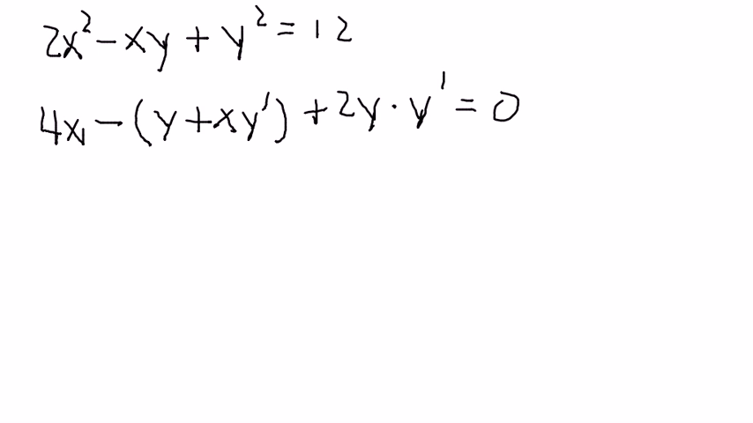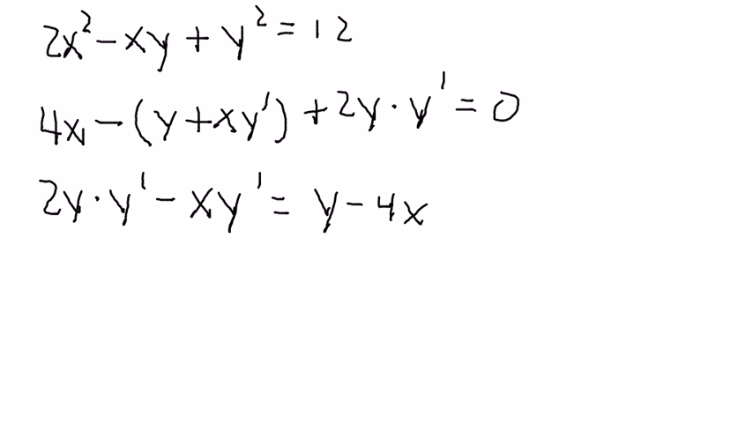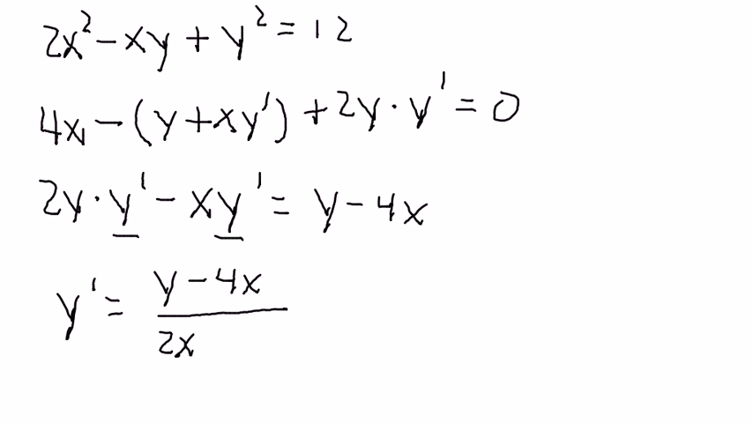I'm going to gather up the xy prime and the 2y y prime. So I'm going to get 2y times y prime minus xy prime equals y minus 4x. And then factor out the y prime they have in common and divide by what's left over. So y prime is y minus 4x over 2y minus x. And that's going to tell me that's the derivative. That's just simply the derivative.